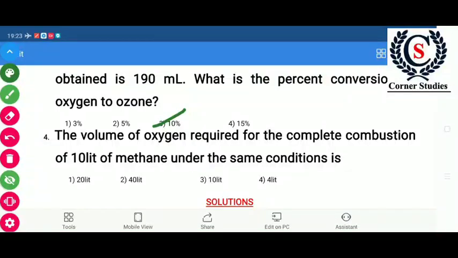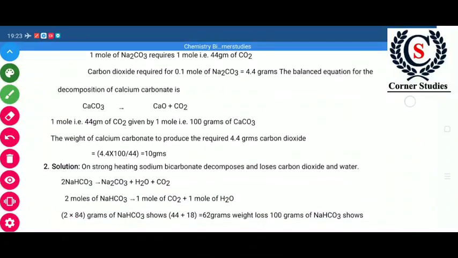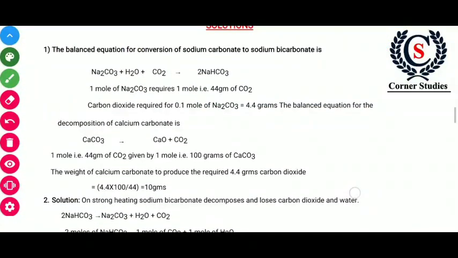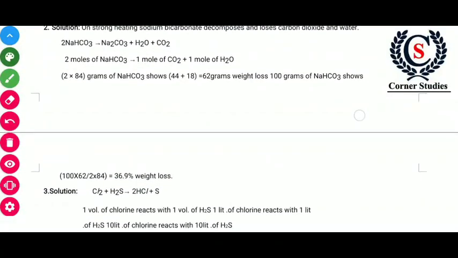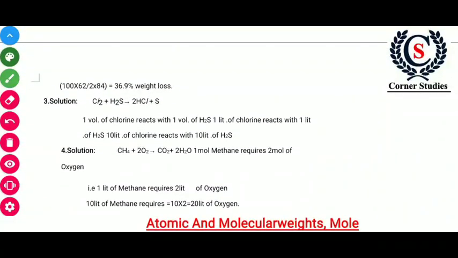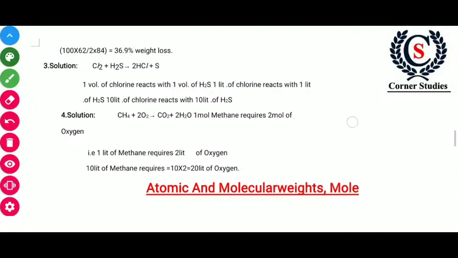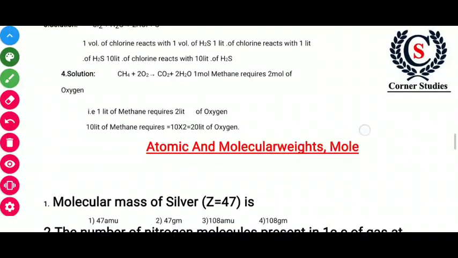Next question. The volume of oxygen required for the complete combustion of 10 liters of methane under the same conditions is? Answer: 10 liters. See the solution here. First one, 4.4 grams of carbon dioxide, 4.4 into 100 by 44, that is 10 grams. Second one, 2 moles of NaHCO3, 100 into 62 by 2 into 84, 36.9% weight loss. Okay, third one and fourth one.